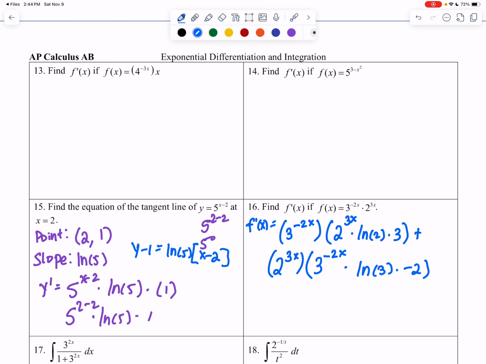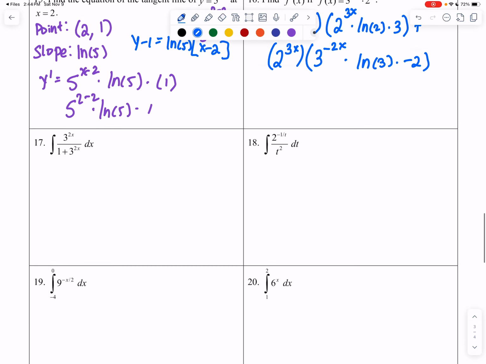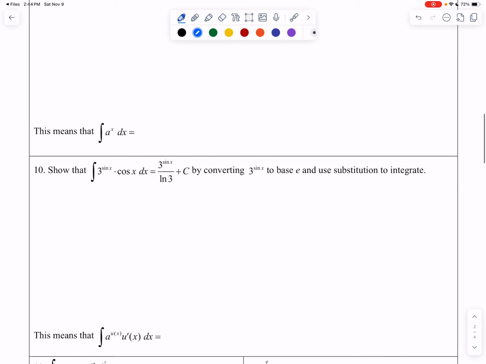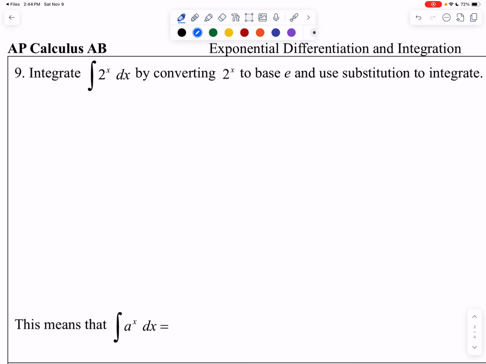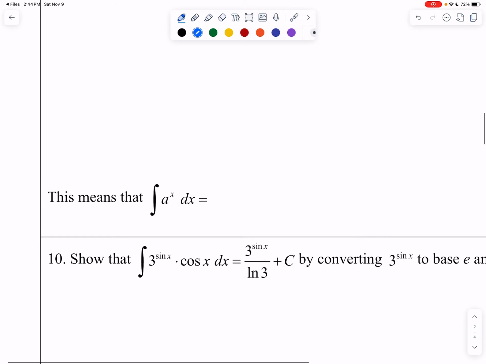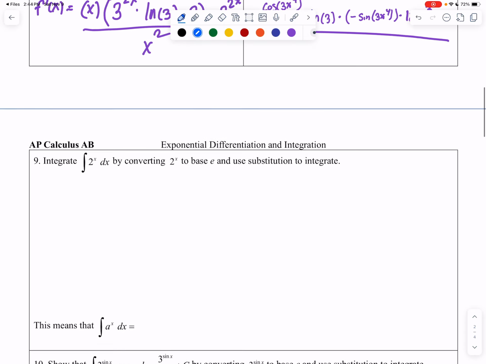Same thing with 13 and 14. You should be able to do this on your own now, knowing the rules. In the next video, we are going to take a deeper dive into exponential integration. So now if I have 2 to the x, what happens? And if I have 3 to the sine of x times cosine of x, what happens there? So that's going to be our next video.